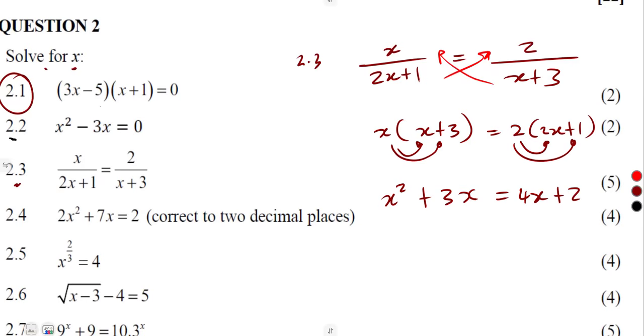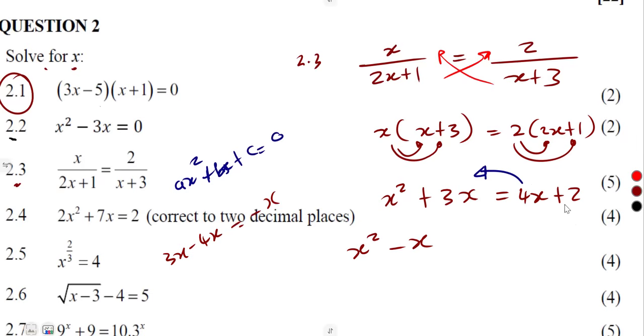All right, this is a quadratic equation. So definitely I'm going to need the format of our quadratic equation, ax squared plus bx plus c is equal to 0. So meaning to say I can take these terms on the right side to the left hand side. 4x is going to be a negative. So this is going to be x squared, 3x minus 4x, which is negative x. Then 2 to the other side is going to be a negative 2, which is equal to 0.